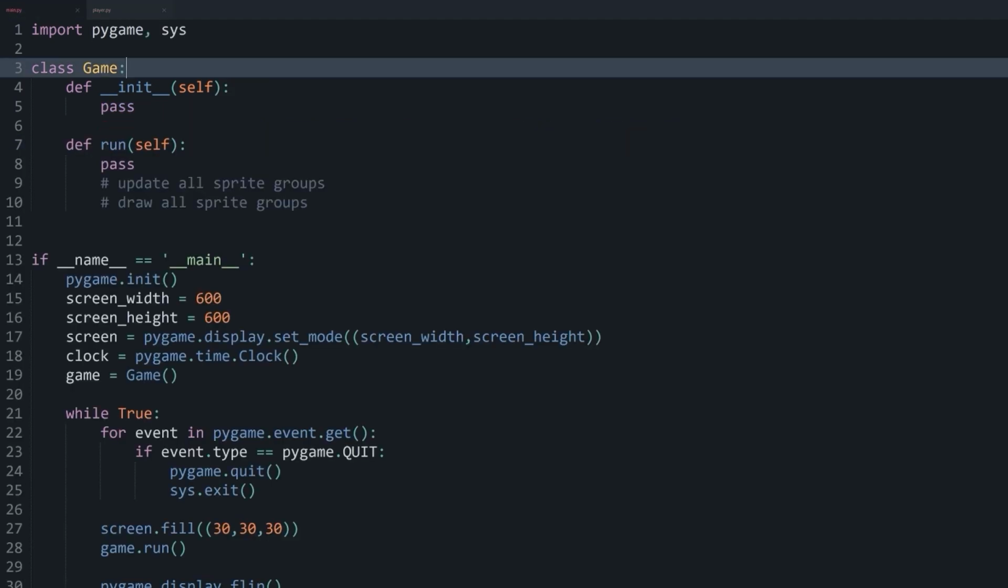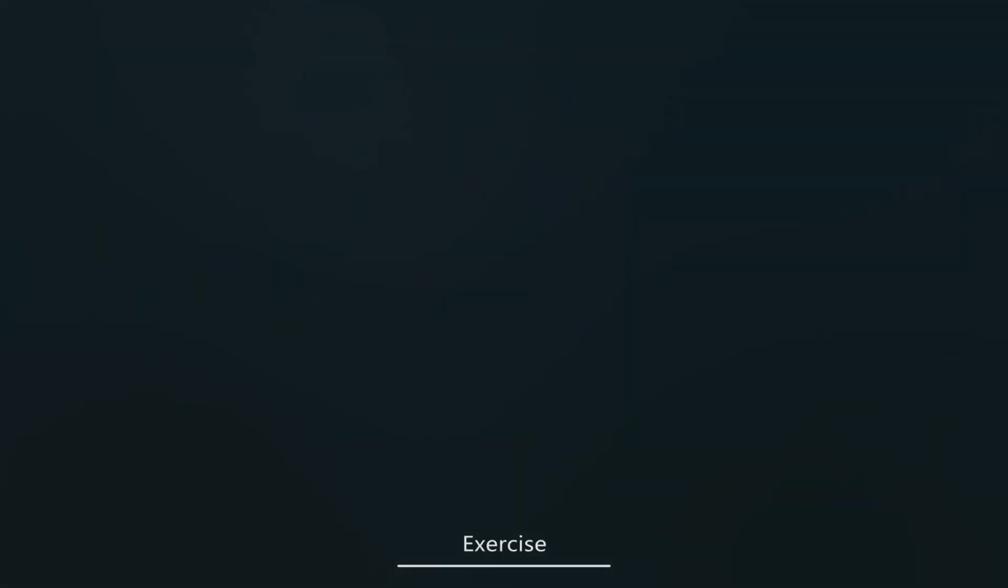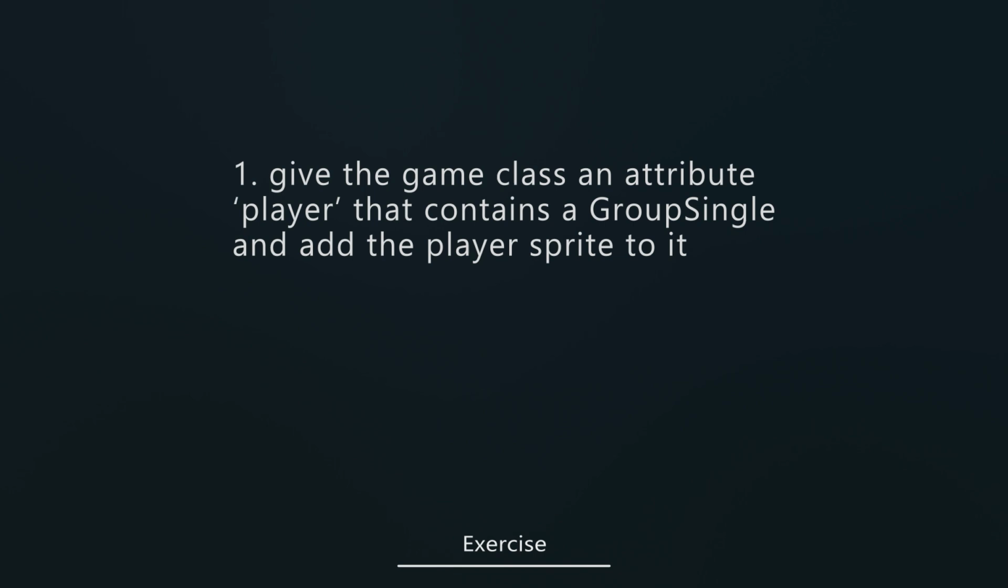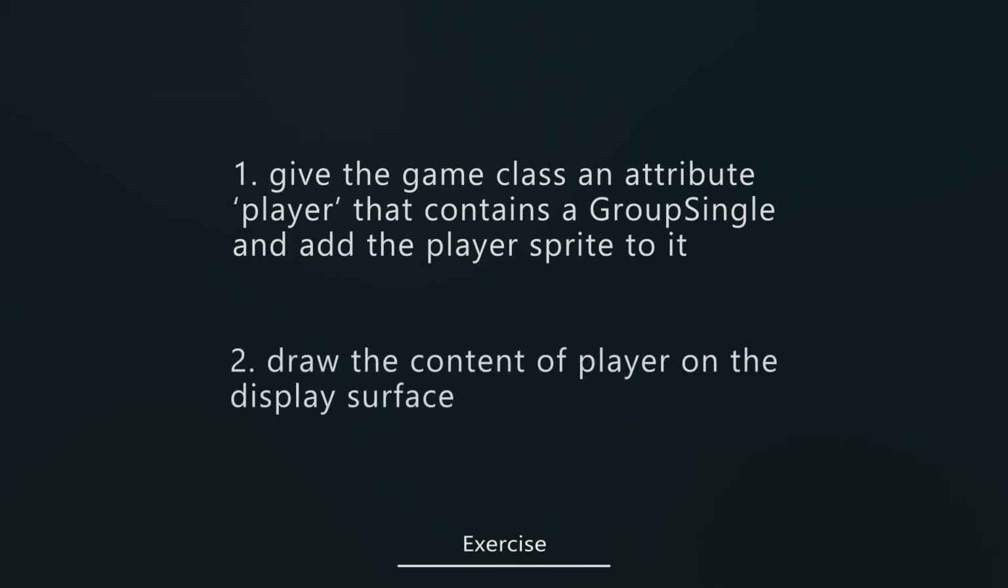And this could actually be a really good exercise that I want you guys to do two things. First of all, add one attribute to our game class that is called player. And this player is going to be a GroupSingle that contains the player sprite. And then in our run method, I want you guys to draw this class. And this should be somewhere on the screen. It doesn't really matter where. Ideally, put it somewhere in the bottom.